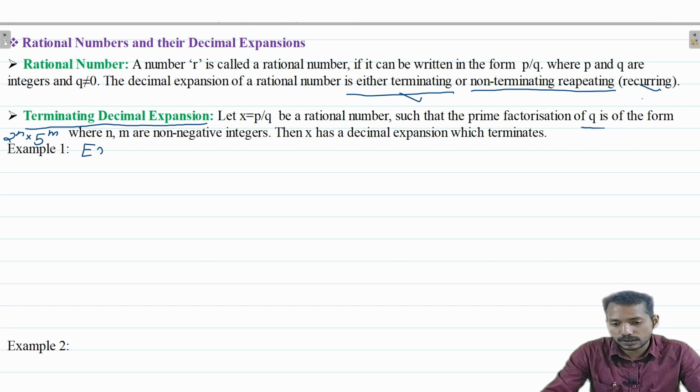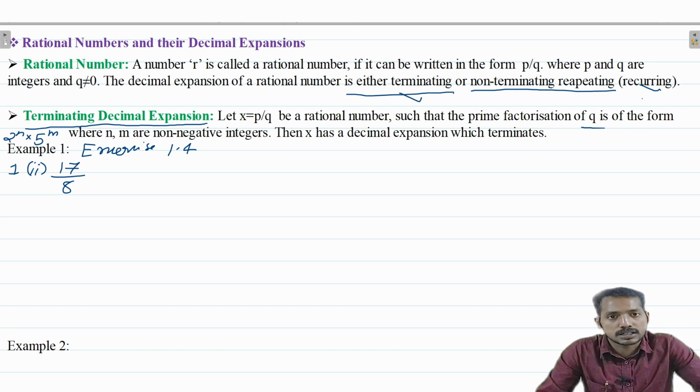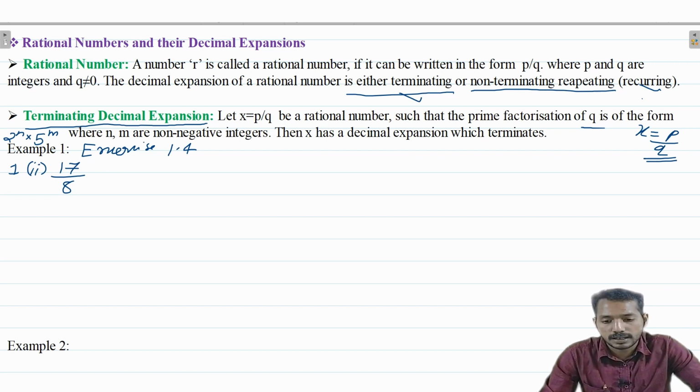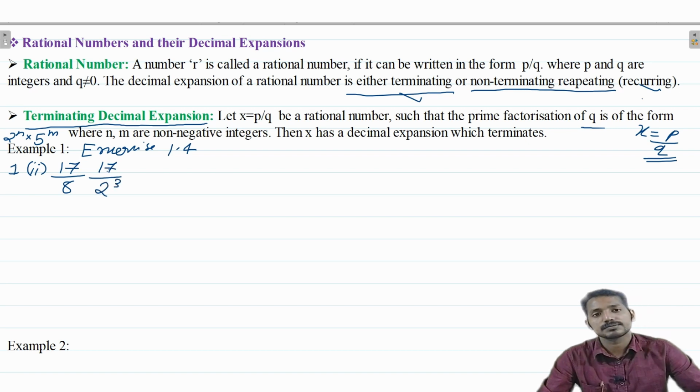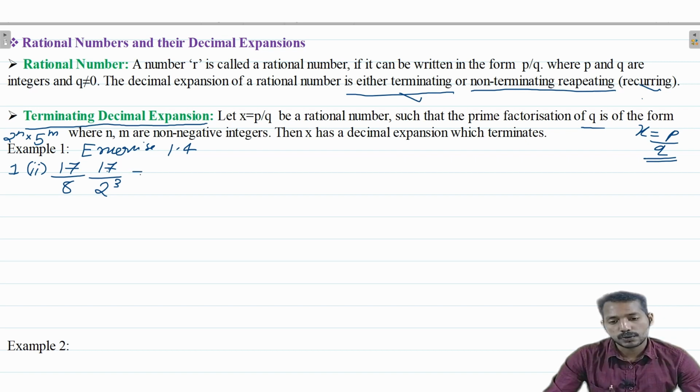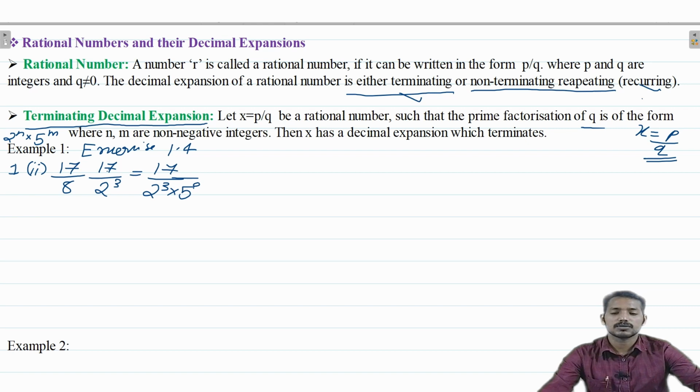Exercise 1.4, question number 1, option number 2. What is that? 17 divided by 8. See, in this case, 8 is the denominator q, because we write a number x equal to p by q, where p is the numerator and q is the denominator. So here, 8 we can factorize as 2 cube. This we can write as 17 divided by 2 cube into 5 raised to 0. 5 raised to 0 is 1, so there is no visible power of 5 when we write it.